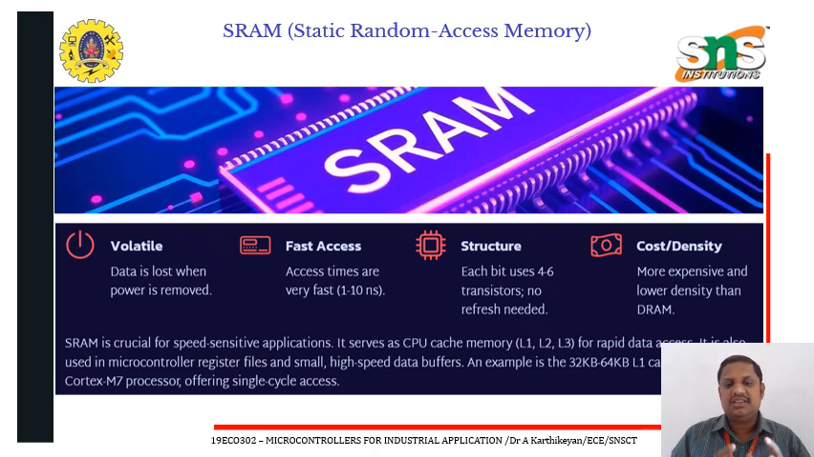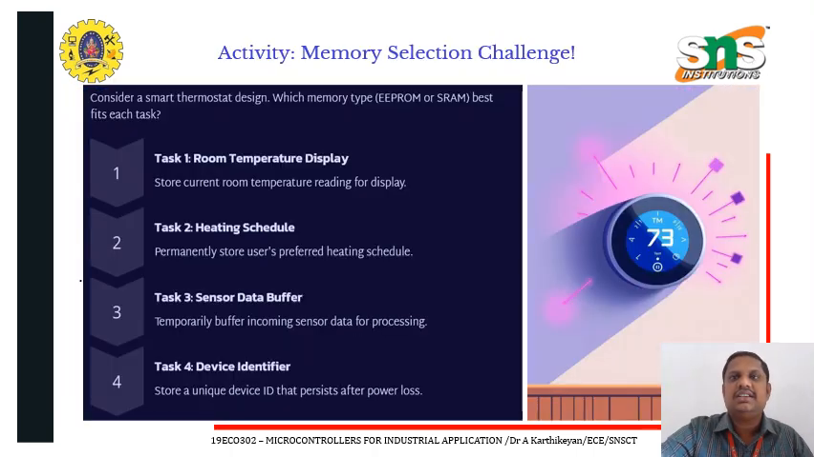For the structure, each bit uses 4 to 6 transistors, and no refresh is needed. That is a very important thing. For cost and density, it is more expensive and lower density than DRAM. It is also used for L1, L2 and L3 cache memory units, accessed by the microcontroller like registers, and high-speed buffer information can be stored in SRAM. Those are the main advantages of SRAM.